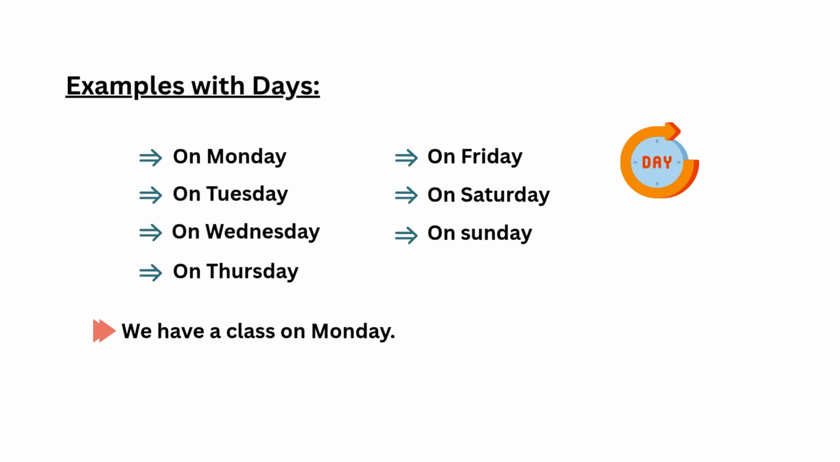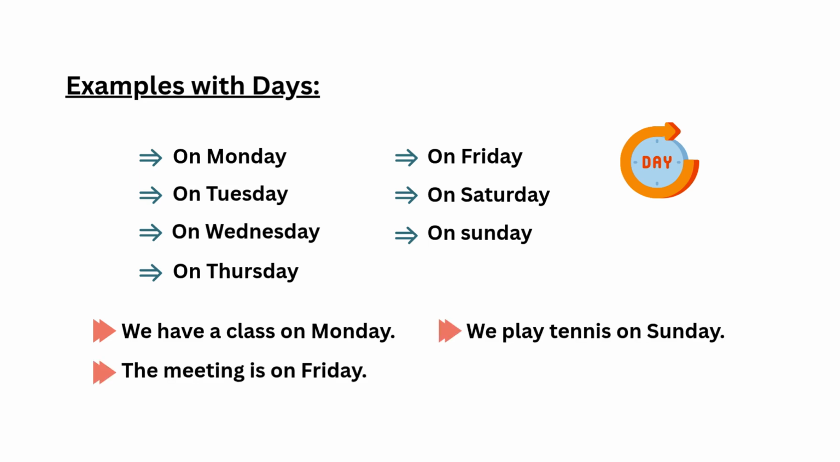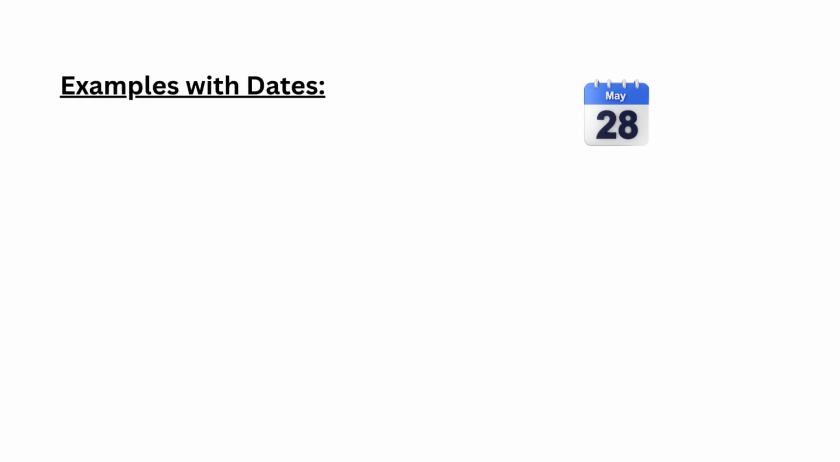We have a class on Monday. The meeting is on Friday. We play tennis on Sunday. Now examples with dates. I am planning a vacation on June 15th.